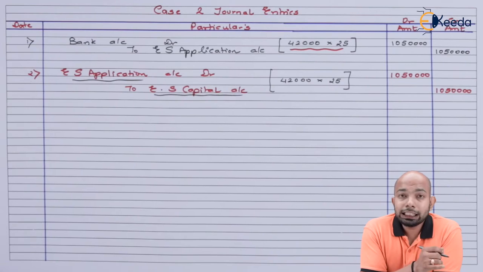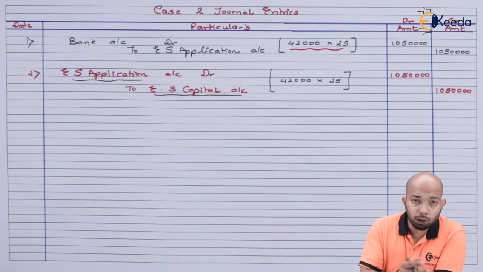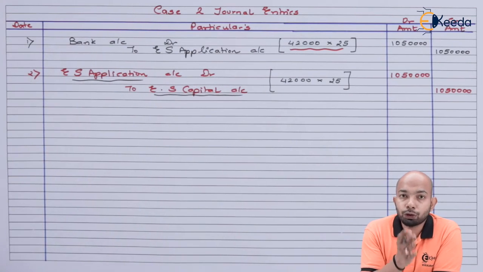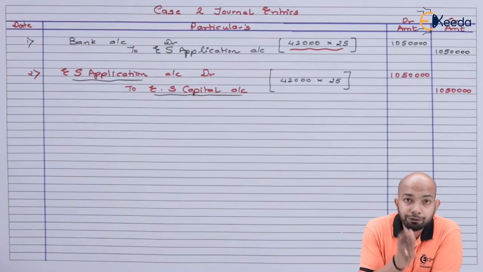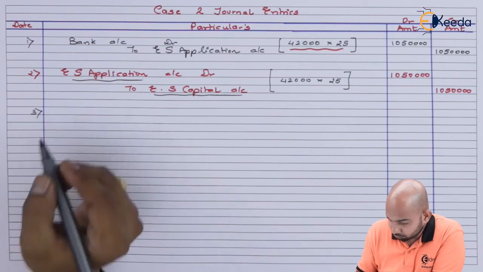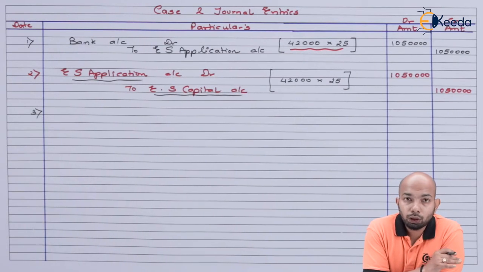Now, the next entry will refer to the allotment. Here, after any entry that you're going through, allotment, first call, final call, everything will be dealt with in terms of 42,000 shares and not with 50,000 shares anymore. So, it is only 42,000 shares that you'll be dealing with. So, the next entry that we're passing here is the due entry for allotment.